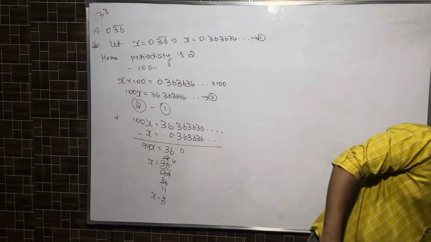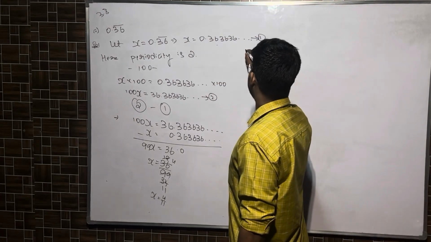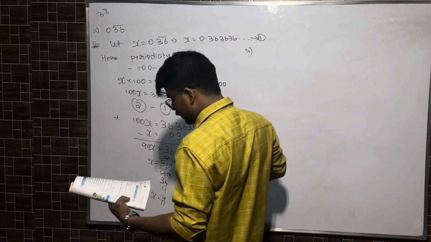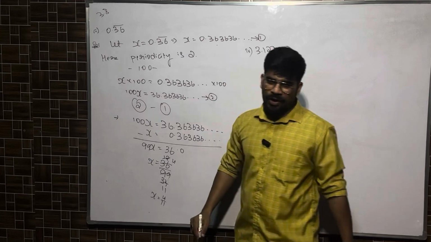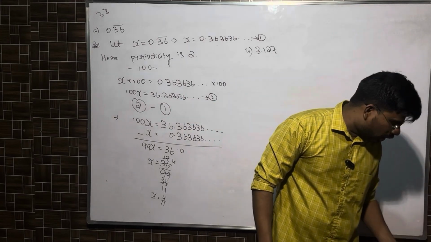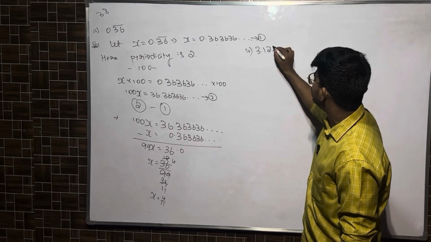One more question is there. Shall we solve that or not required? Your wish. If it is my wish, I'll solve it. So it is 3.127 bar. Now focus. Bar is there only on 7. Only one number, which is 7.